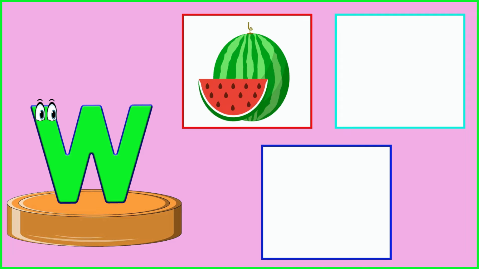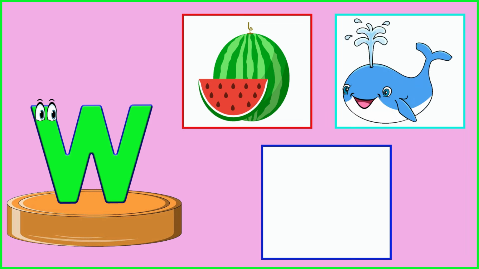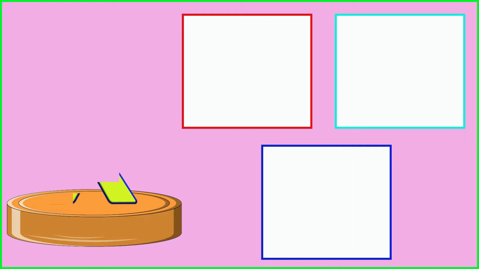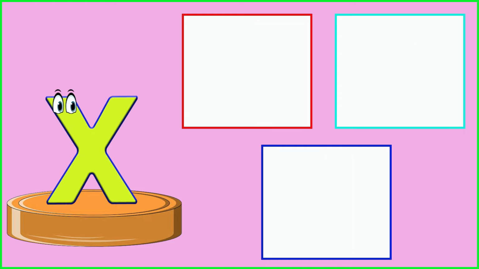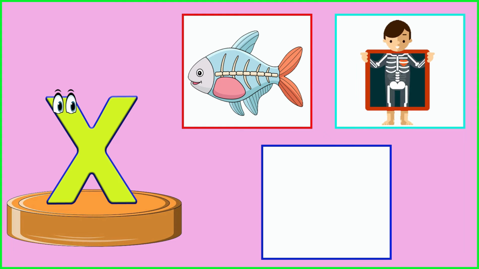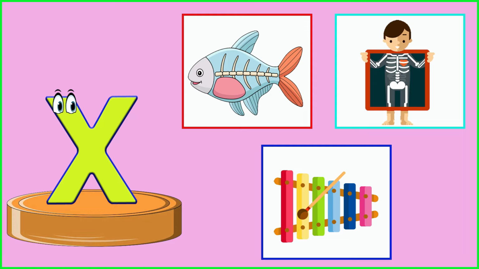W is for watermelon. Whale. Window. X is for extra fish. X-ray. Xylophone.